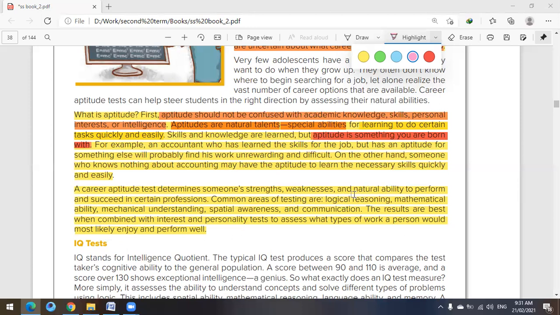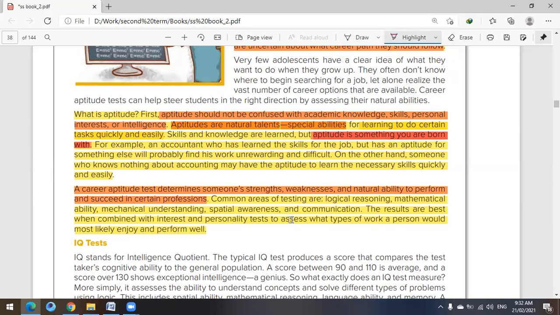And natural ability to bear from and succeed in certain professions. Okay, so that's what career aptitude test determines. It determines someone's strengths, weaknesses, and natural ability to perform and succeed in a certain or in certain professions. Okay, so that's what career aptitude tests do.